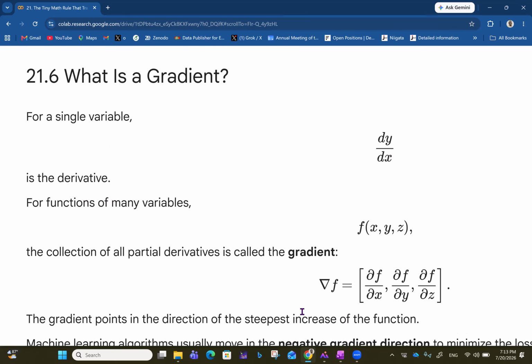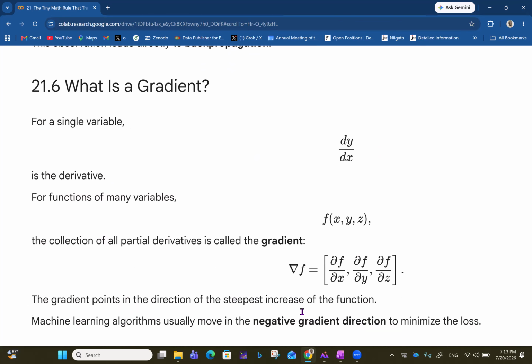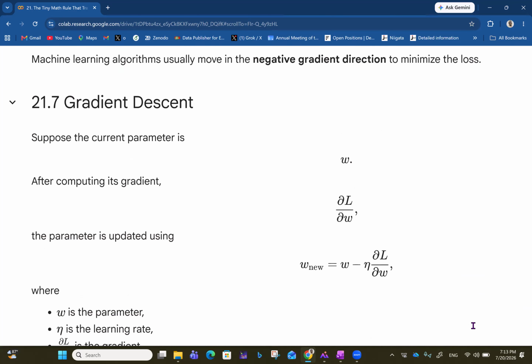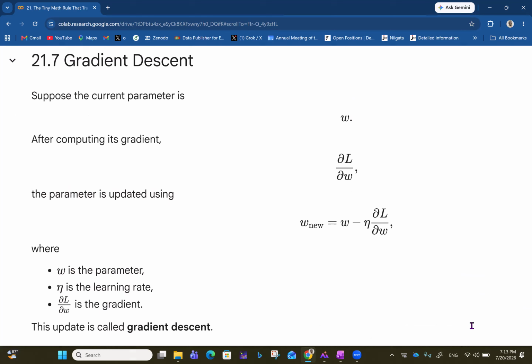Now the question is, what is a gradient? I think we've talked about this a couple of times. For a single variable, dy dx is the derivative. For functions of many variables, like f of x, y, z, the collection of all partial derivatives is called the gradient. So for a single variable, it's just dy dx, that's the gradient. But for multiple variables, the gradient of f is df dx, df dy, df dz. The gradient points in the direction of the steepest increase of the function. Machine learning algorithms usually move in the negative gradient direction to minimize the loss, and that's why we use the gradient descent method. That takes us to the idea of gradient descent, which we've considered a lot.